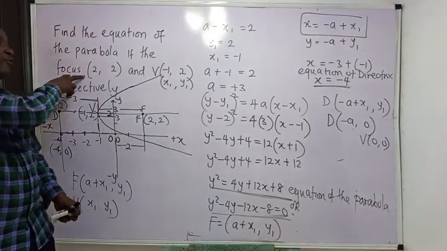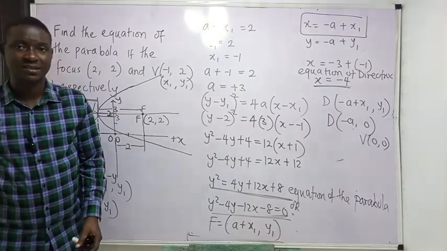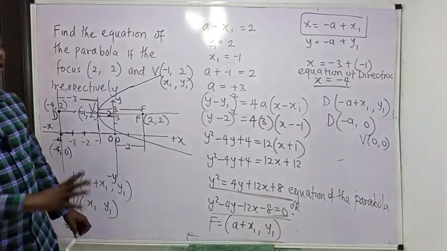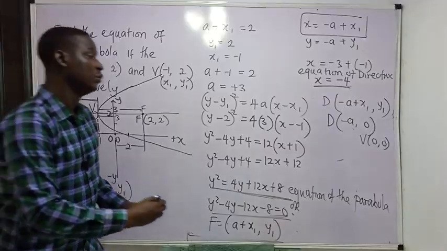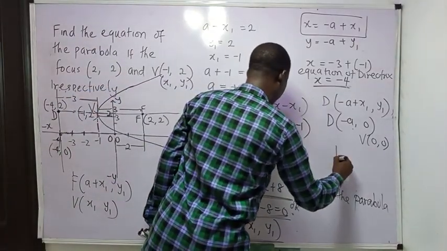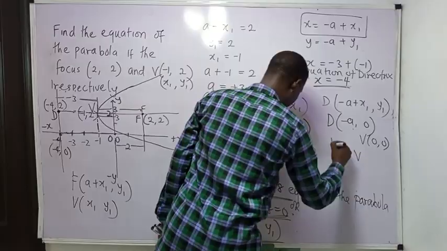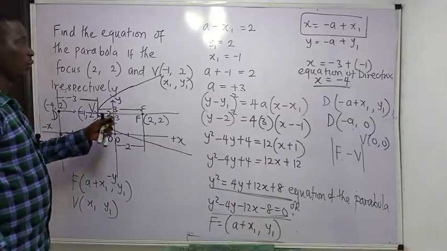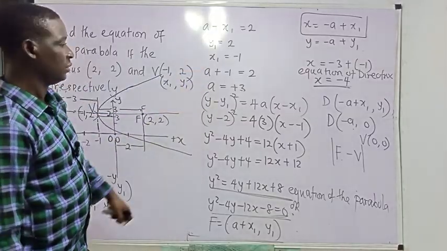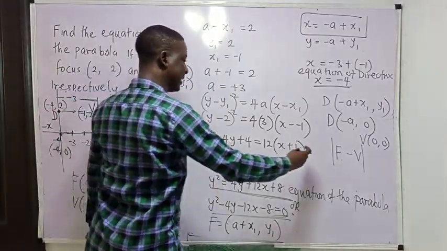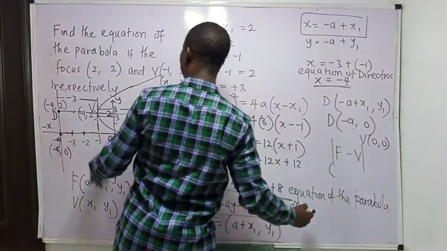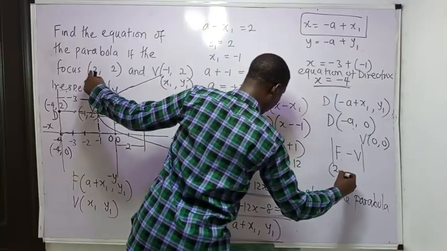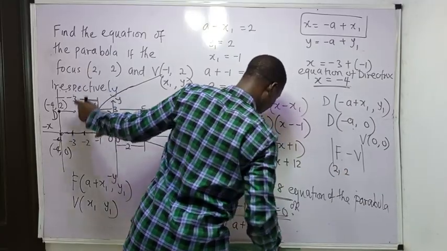Give it to us when you are giving the focus and you are giving the vertex. Just follow the method. But if you want to get your focus directly, use this shortcut to get it. F minus vertex. Take the absolute to get A directly instead of going through this long method. What is your F? It is 2, 2.